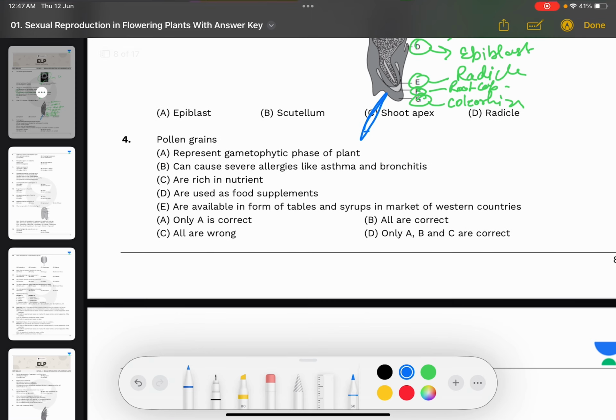Pollen grains represent the gametophytic phase of the plant, can cause severe allergies like asthma and bronchitis, are rich in nutrients, are used as a food supplement, and are available in the form of tablets in western countries. All are correct.